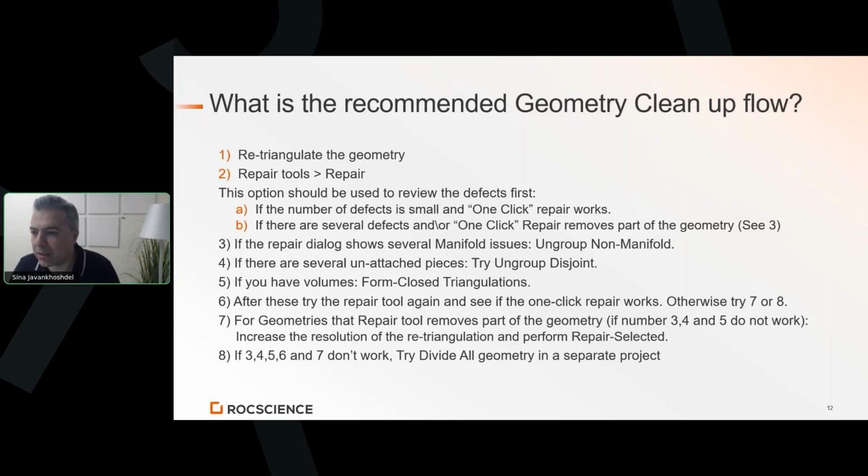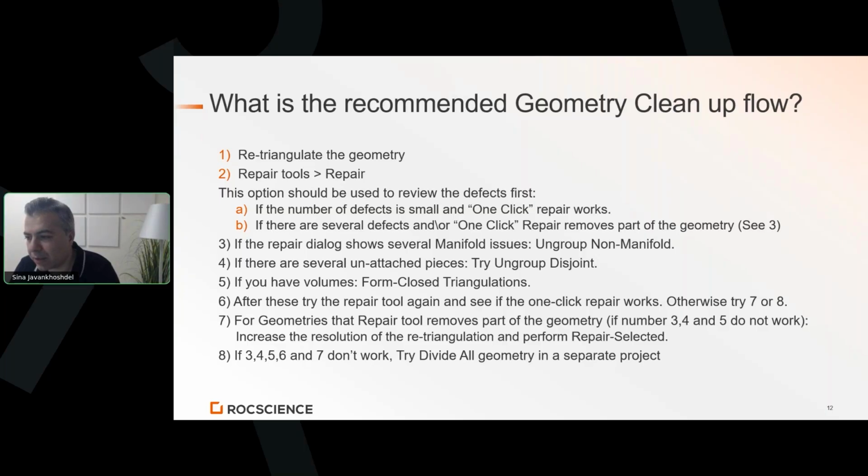We talked about these in more depth, but there are 8 steps, which includes retriangulate geometries. If you want to repair with one-click repair, you can do that. If you see a lot of non-manifold issues, you do ungroup non-manifold, or if you see separate geometries, you do ungroup disjoint. If you have volumes, you always need to do form closed triangulations, and after, if none of these work, you have to go to the next step, which are steps 7 and 8.